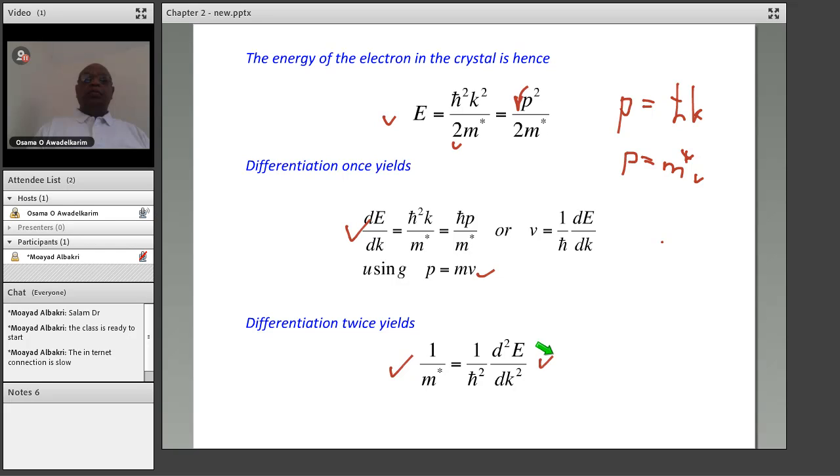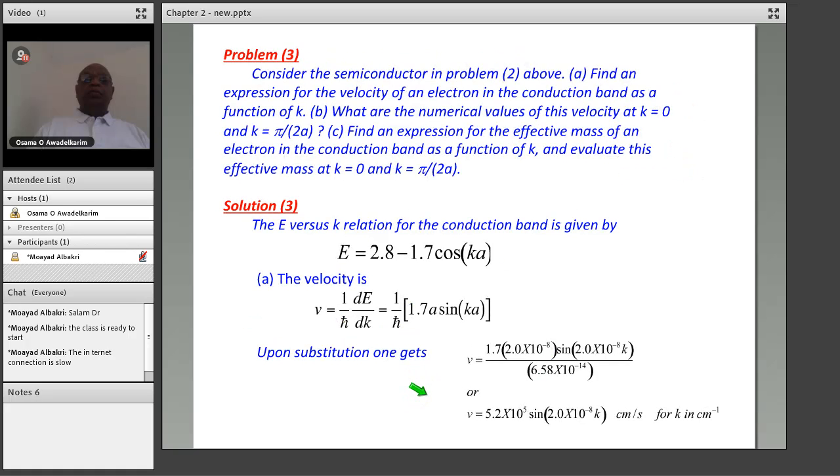So if I know the energy form in k, if I differentiate it twice and divide by h bar squared, I get the reciprocal of the effective mass. So that's how I can get the effective mass analytically. I can also get it from experiments. Okay, so that's the trick. Once I have the effective mass, then I can apply it and use it in classical mechanics.